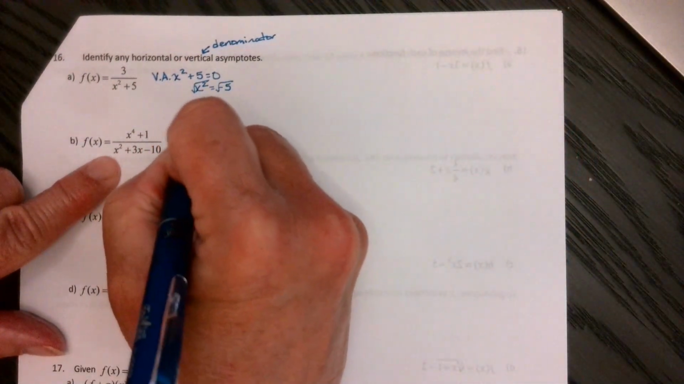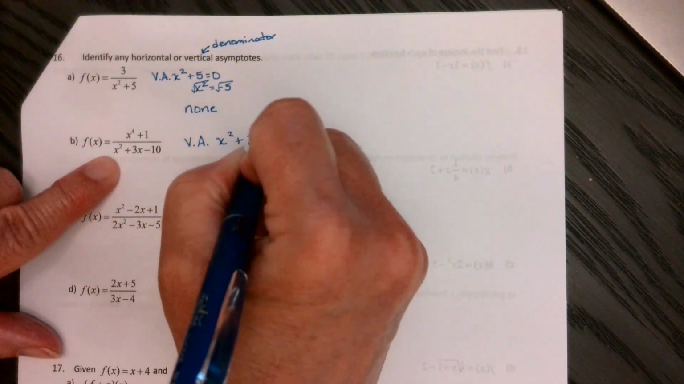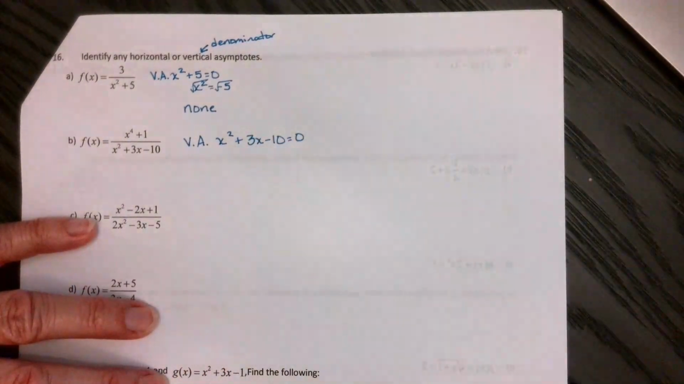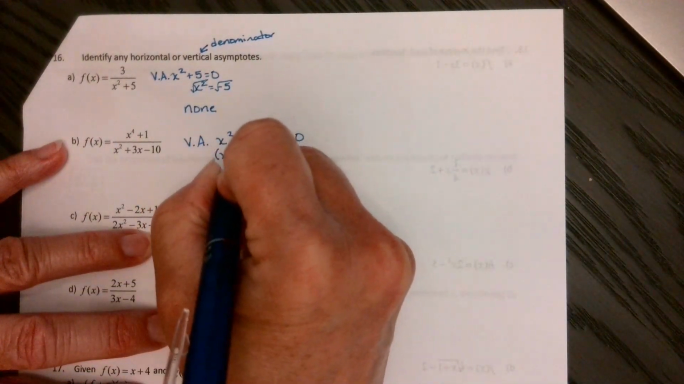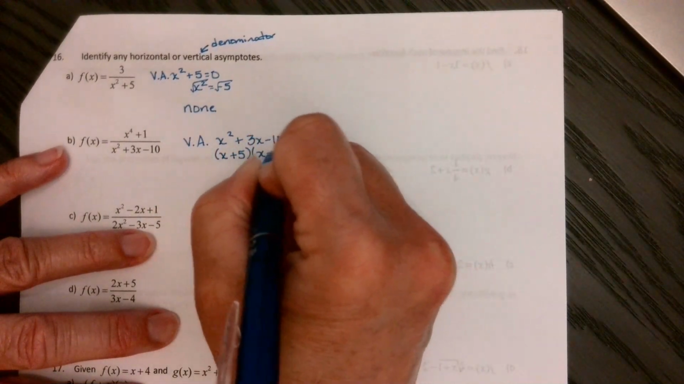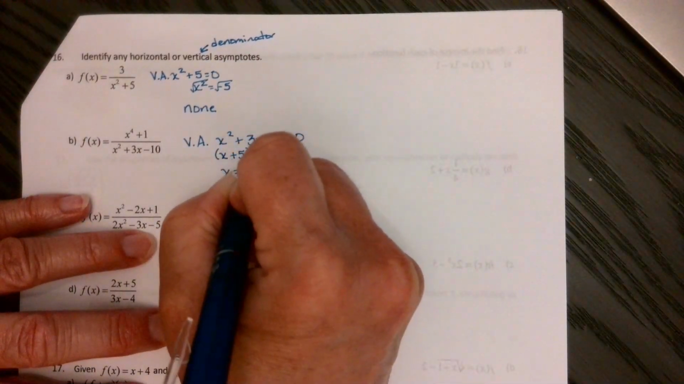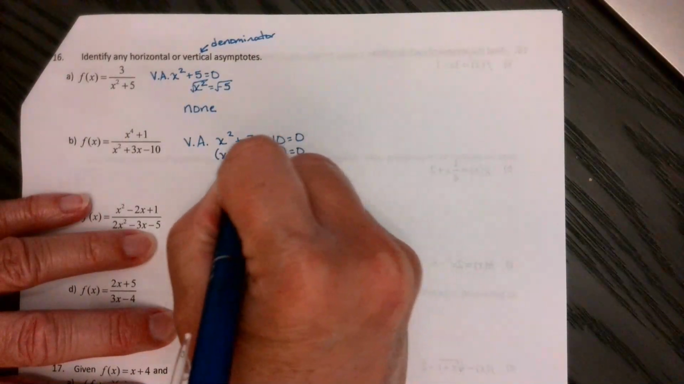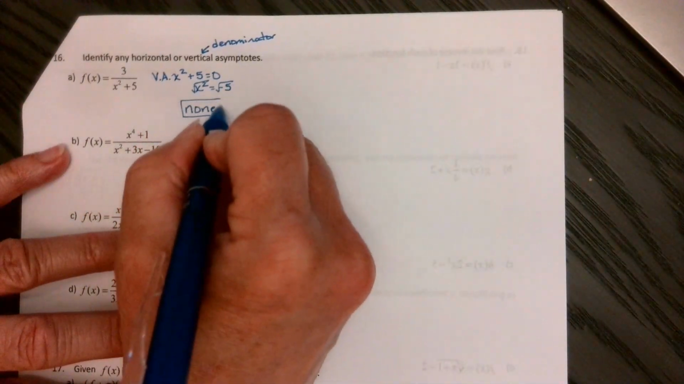So this does not have a vertical asymptote. Right here, you will take your denominator and set it equal to 0. It's the same as our restrictions, like when we started in the beginning of the semester. I'm going to factor it, because I'm never going to use quadratic if I don't have to. x plus 5, x minus 2 equals 0. So here x is equal to negative 5. That's one of them. x is equal to 2. That's another one.